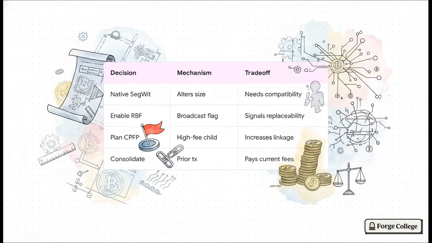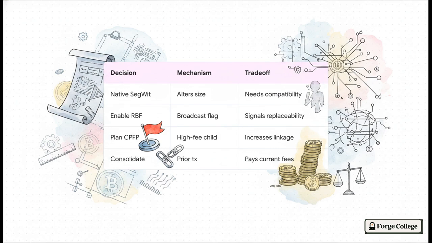Enabling RBF, replaced by fee, gives you this fantastic emergency escalation path if fees suddenly spike, but it explicitly signals to the network that the transaction might be replaced, which some merchants really don't like for zero confirmation payments. Now, relying heavily on CPFP, or child pays for parent strategy, lets you defer fee escalation, but it bloats your chain linkage and overall transaction complexity.